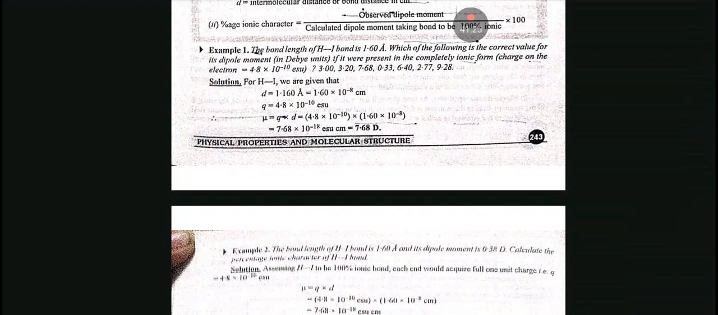Example 1. The bond length of HI is 1.60 angstrom and it is found to have a certain value for its dipole moment. Calculate the dipole moment if represented in the completely ionic form with a charge equal to that on the electron. Solution: we have given that d is equal to 1.60 angstrom, that is 1.60 into 10 to the power minus 8 centimeter. q is equal to 4.8 into 10 to the power minus 10 ESU. Mu is equal to q cross d, 4.8 into 10 to the power minus 10 into 1.60 into 10 to the power minus 8, which is 7.68 debye.